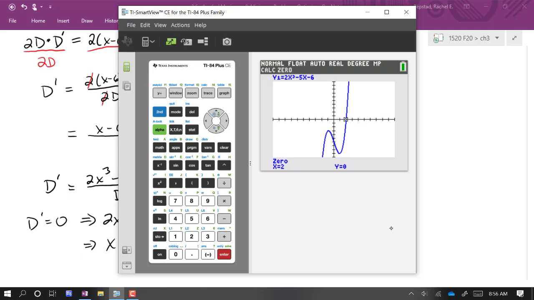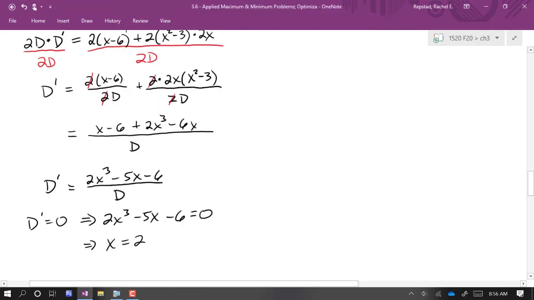Now, is this the value that minimizes the distance? So does this give us a minimum or a maximum? And that we can also determine by looking at the graph. Because I know that the derivative, remember the sign, whether or not the derivative is positive or negative, was determined entirely by what's going on in the numerator, and that's because the denominator is always positive.